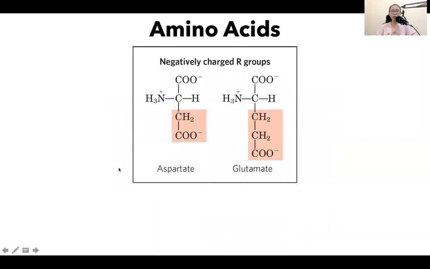So the side chain of histidine can also be positively charged. And we also have the negatively charged side chains. We only have two in this group, aspartate and glutamate. So their negative charge is due to the carboxylic acid functional group with the proton removed.